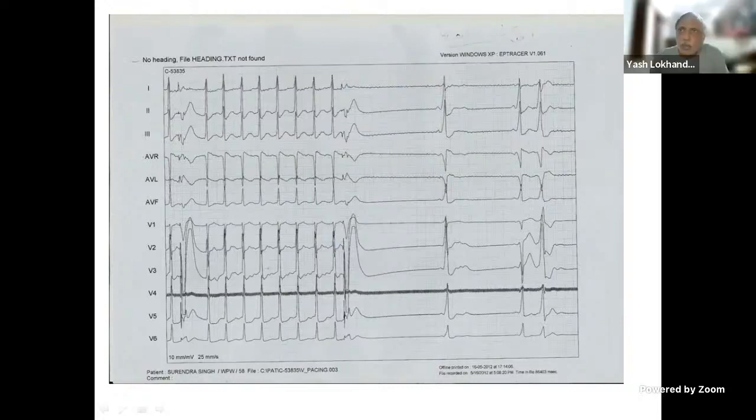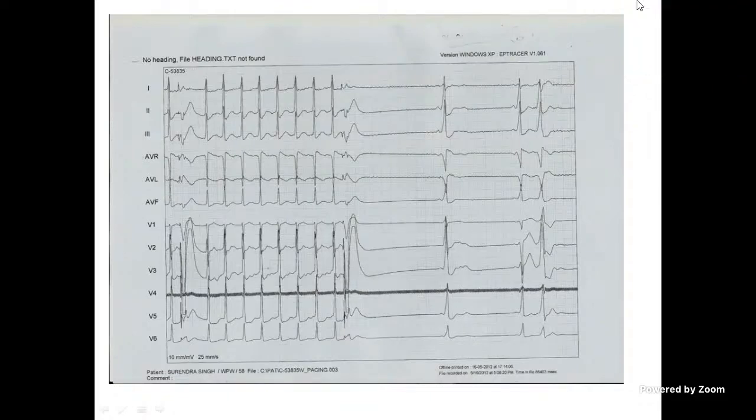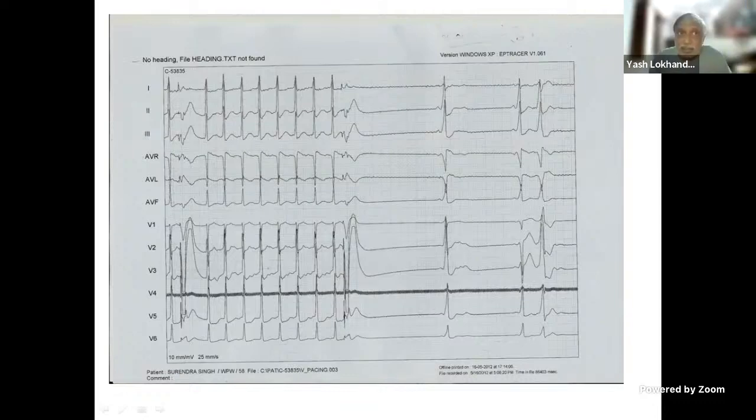So because of the refractory period. Refractory period of what? Of the fast pathway. Before the fast pathway, the PVC has to enter the AV node. That's a hint to you. To terminate AVRT, it has to enter the AV node.